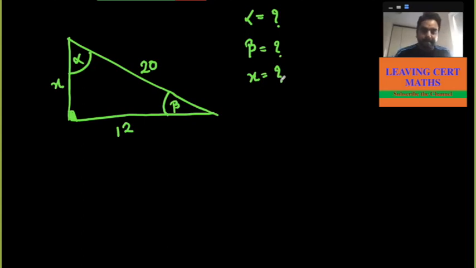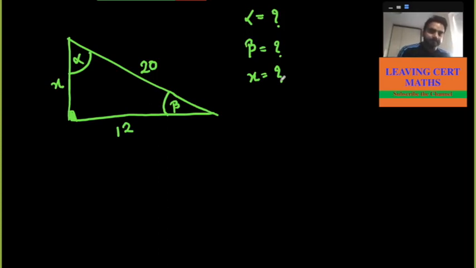Yeah, so would you use Pythagoras theorem to find x? Yeah, because if it is a right angle triangle, you can use Pythagoras theorem. Alright, so c squared equals a squared plus b squared. C squared is 20, so 20 squared equals 12 squared plus b squared. No, plus x squared. X squared.